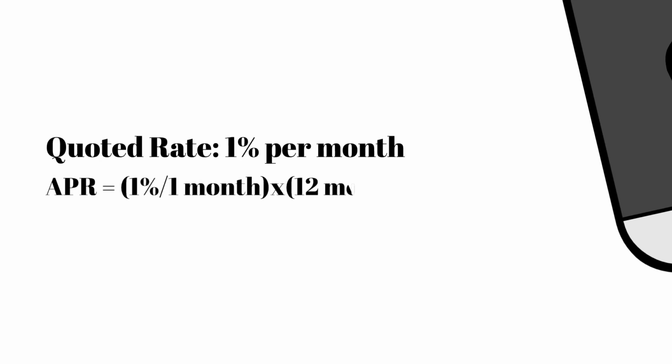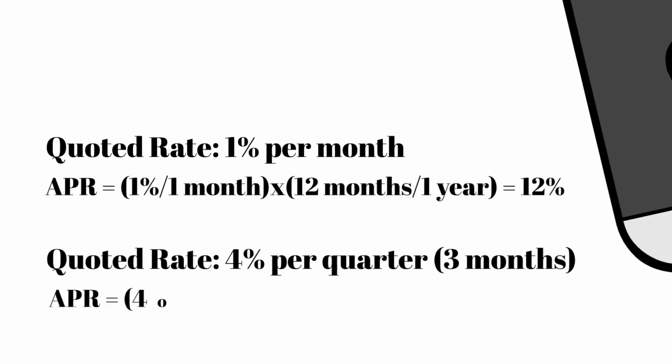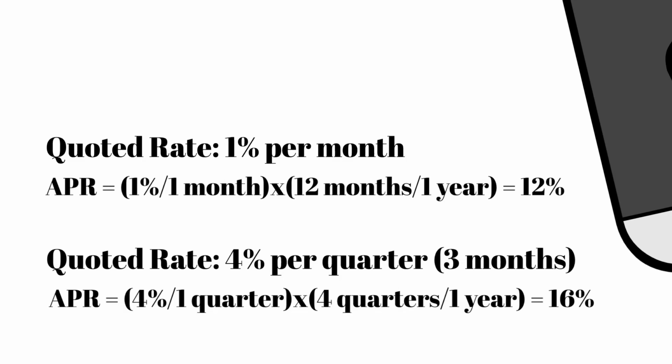For example, suppose we borrow $1,000 at an interest rate of 1% per month and there are no fees or commissions. The APR would be 1% times 12 months, which is 12%. Now, suppose we borrow $1,000 at an interest rate of 4% per quarter, or 3 months. The APR would be 4% per quarter times 4 quarters per year, which is 16%. Clearly, the interest rate in the first example is less and we would prefer to go with that interest rate if we were a borrower.